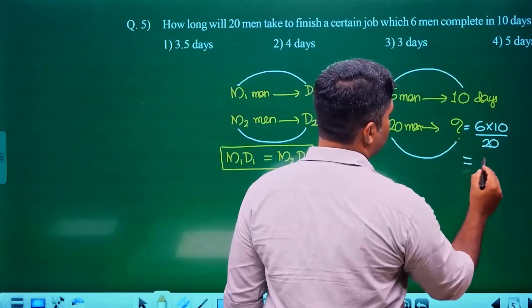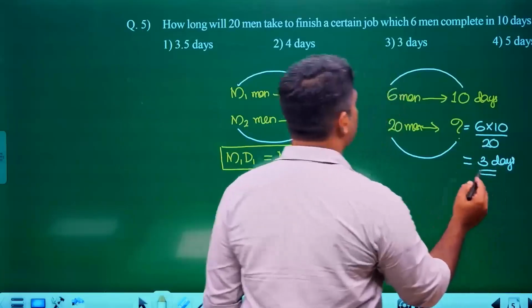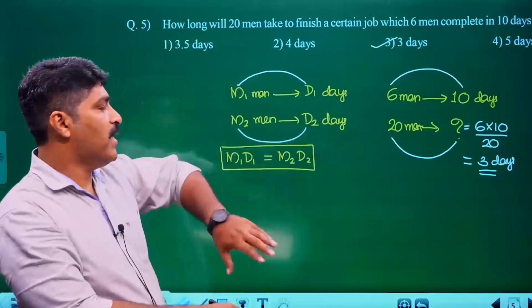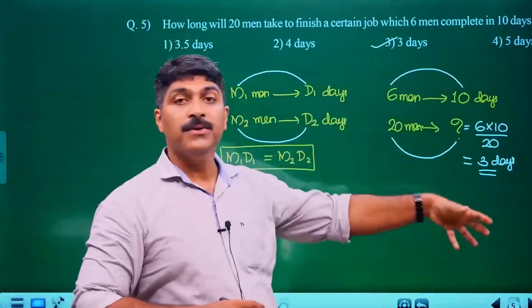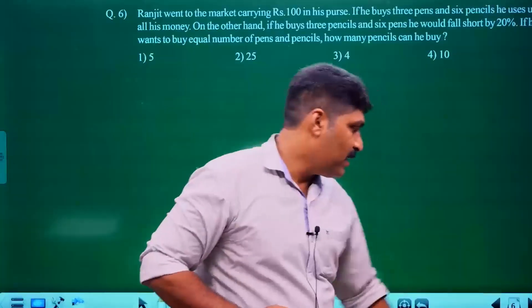So what does it become? This is equal to 3. 3 means 3 days. So they require 3 days. Otherwise, we know that 6 into 10 is 60, and 20 into which value will also be equal to 60? That is 3. So that's the direct basic result approach.